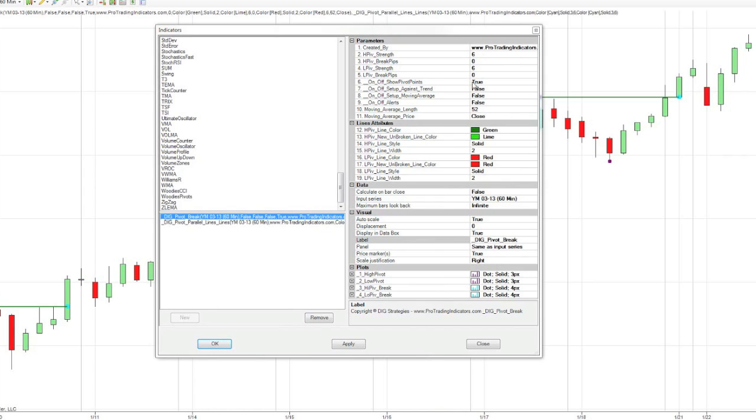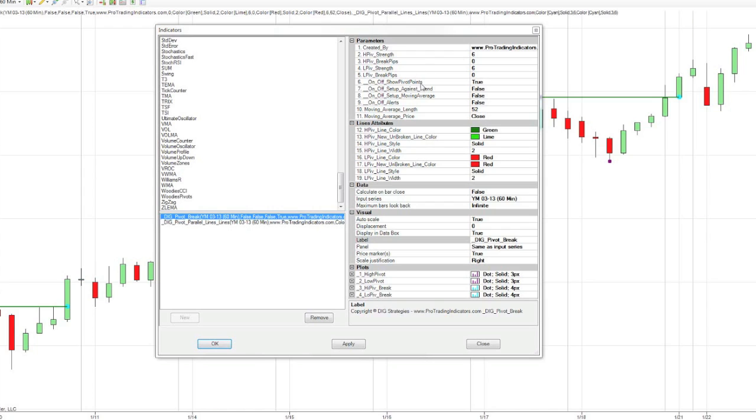The first set of numbers have to do with how big the pivot is. It's at 6 right now. If you lower this number, it will show you more pivots. If you raise it, it'll show you fewer pivots, only showing you the larger pivots. The next line has to do with how many pips price passes the breakout line in order for it to actually count as a breakout.